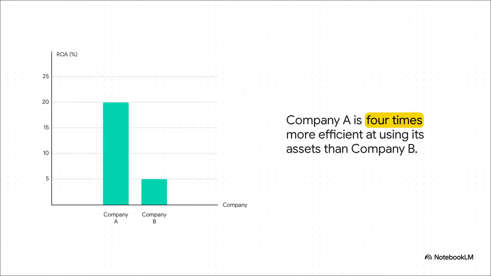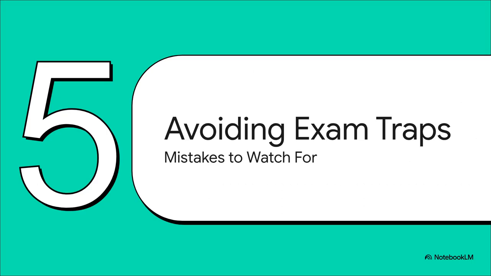This chart just makes it crystal clear. Even though they made the same amount of money, Company A is a lean, mean, profit-generating machine. It's literally 4 times more efficient with its assets than Company B. This is the exact kind of powerful insight that ROA gives you, an insight that net income alone completely hides. All right, let's shift gears and talk about the most important part for your prep. The common mistakes and traps on the CMA exam that can really trip you up.